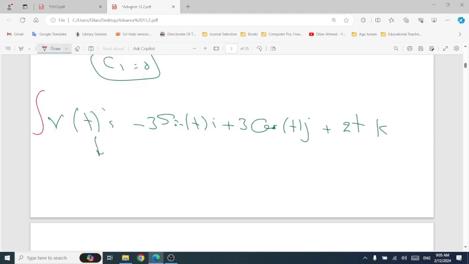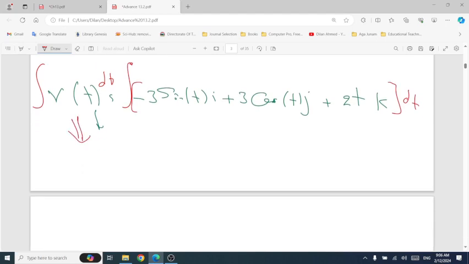So how do I get R? Again, take an integral. You are right. Is that clear? So I'll get R(t). Good, well done. How about here? Equal to 3 cosine t i, 3 sine t j.